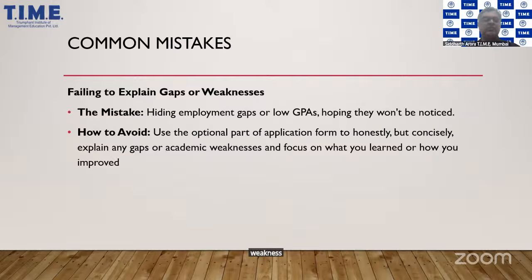Weaknesses, gaps in your CGPAs. Be honest, be concise. If there are gaps, there are. If you are changing your industry, you are changing. Explain to them why you are changing. This has to be a completely honest and a brief response. Don't go into too much detail unless and until asked.